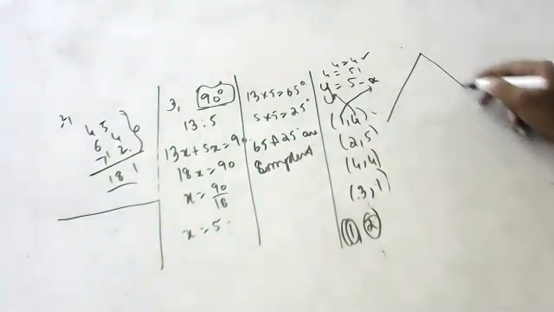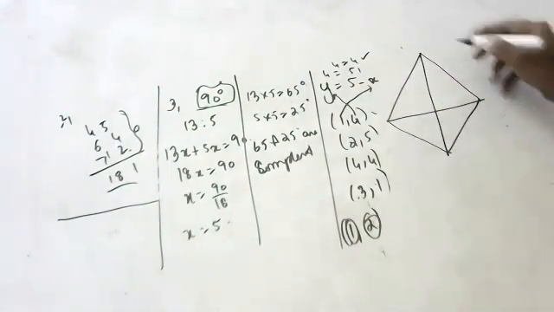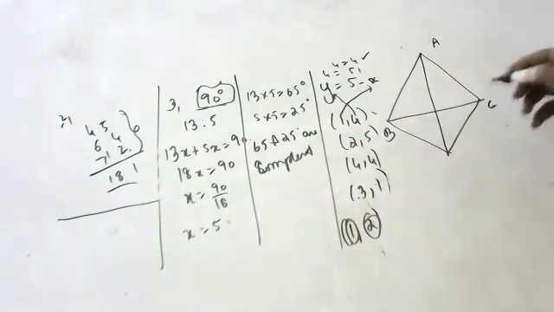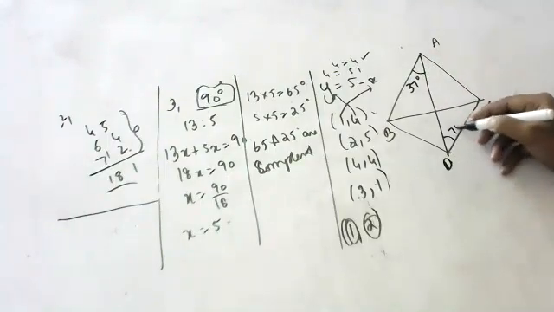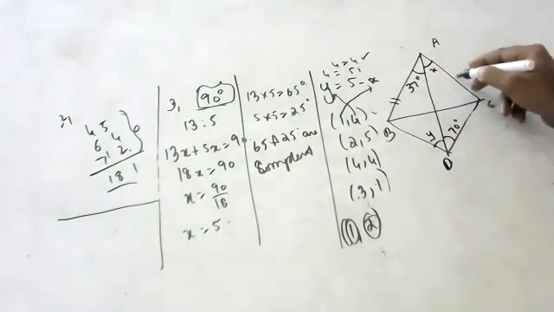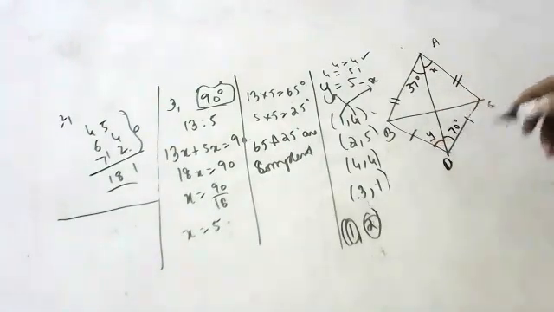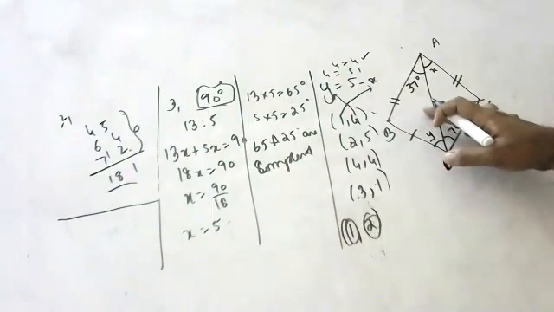Children, can anyone solve this sum? Anyone? See here, the question is like this. The question is A, B, C, D, and they are saying this angle is 37 degrees and this angle is 70 degrees. Here they want X, here they want Y. They are saying that these both sides are equal, and that this and this are equal. We want X and Y. Okay, children, anyone? Children? Tell.